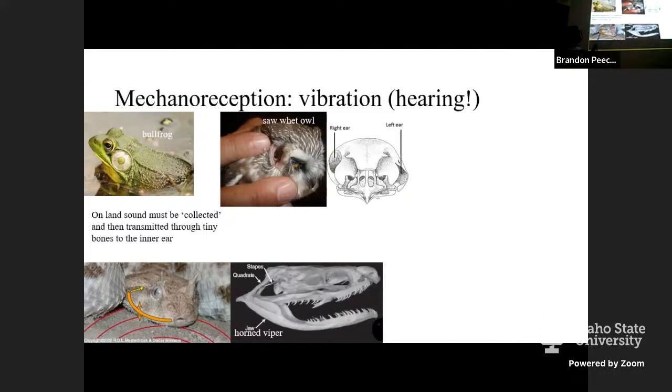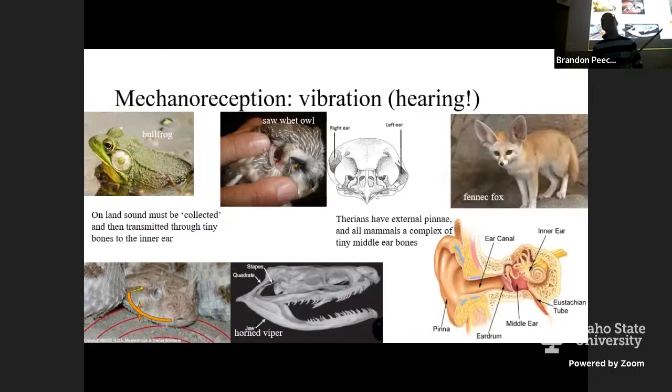When you guys think of hearing, you probably don't think about a snake. You probably don't think about a frog. You think about how you, a mammal, do these same things. So therian mammals, placental mammals and marsupial mammals, have what we call an external pinna, AKA this thing, the thing that you guys call an ear.